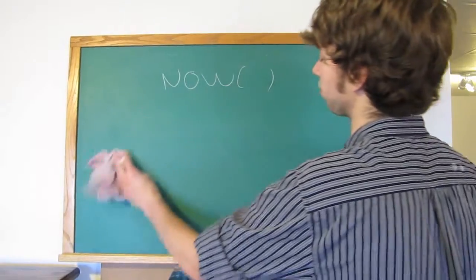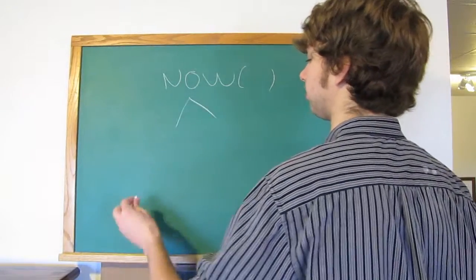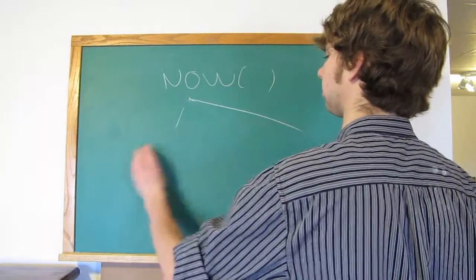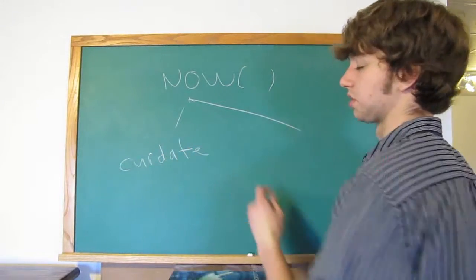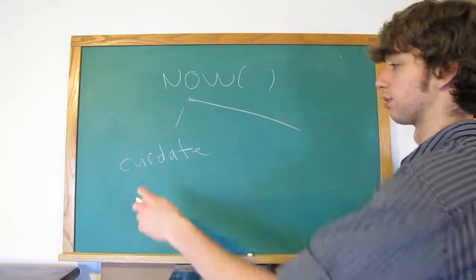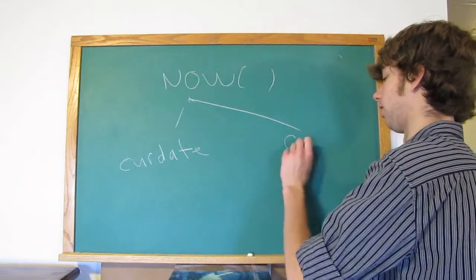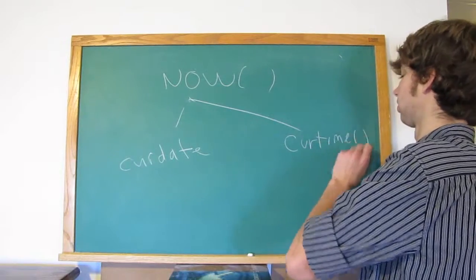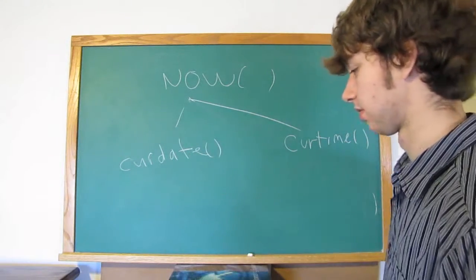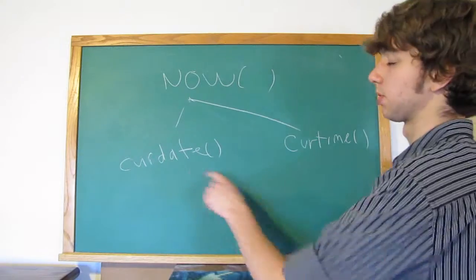Then this can be further broken up into, here, let me make that wider, curdate, which stands for current date. So remember, CUR, and then there is curtime. These are all functions, by the way. This will give you the current time, and this will give you the current date.